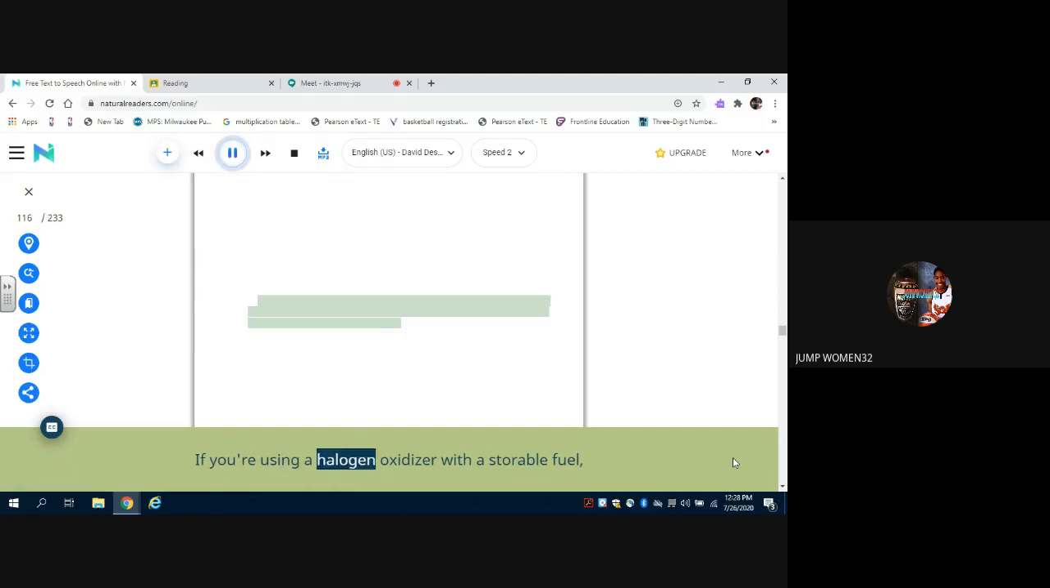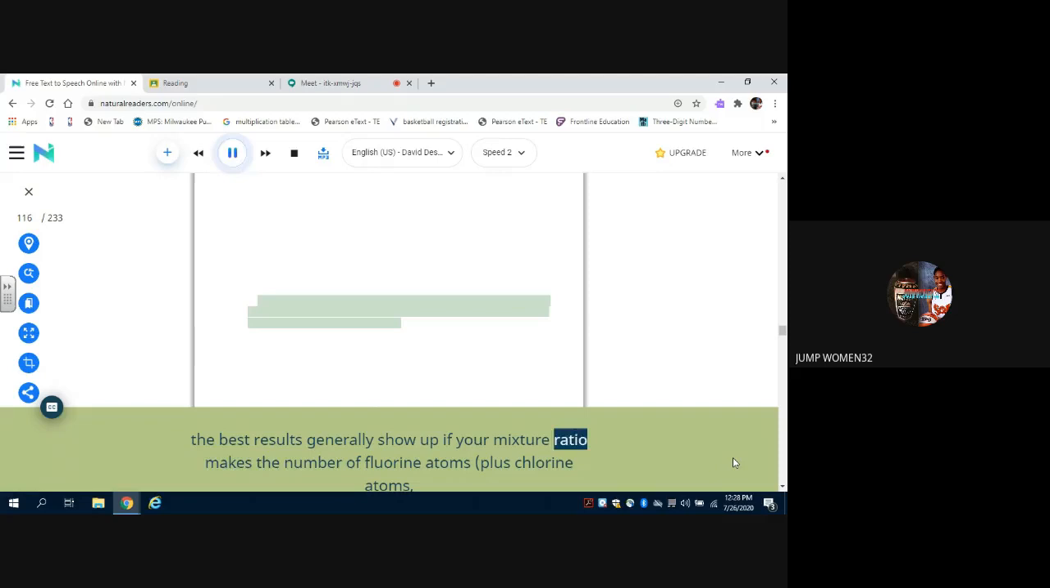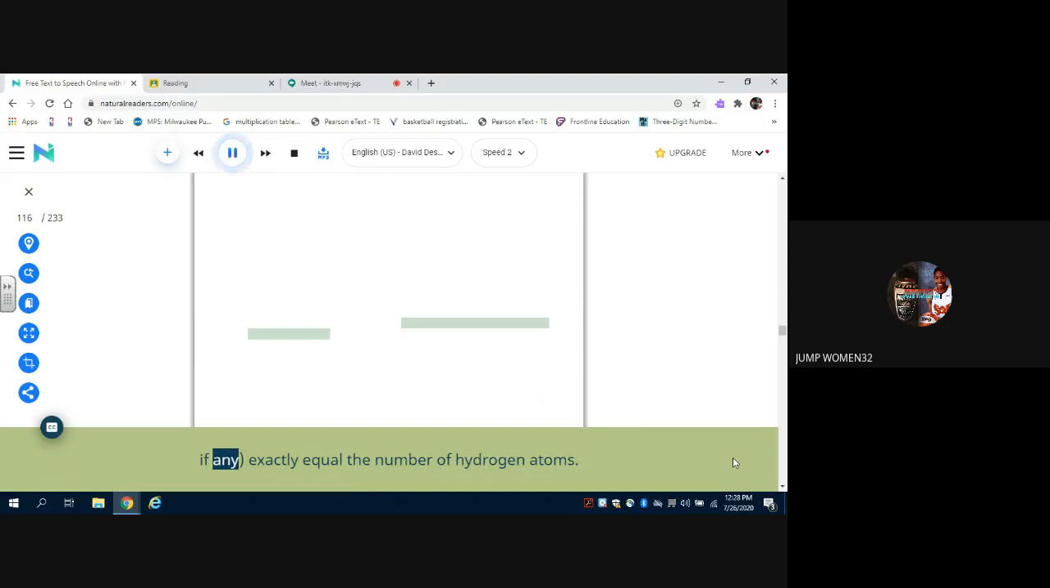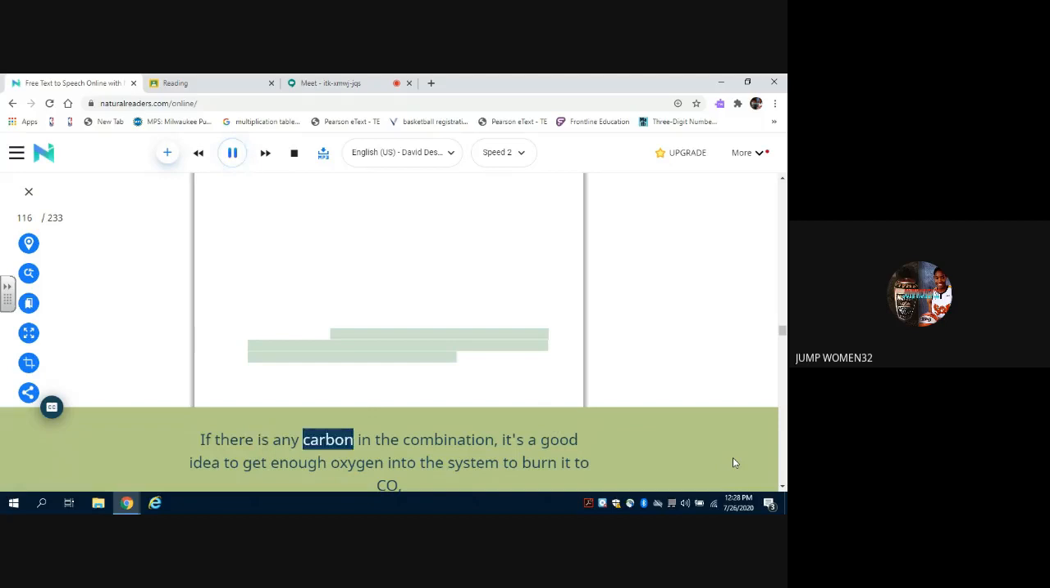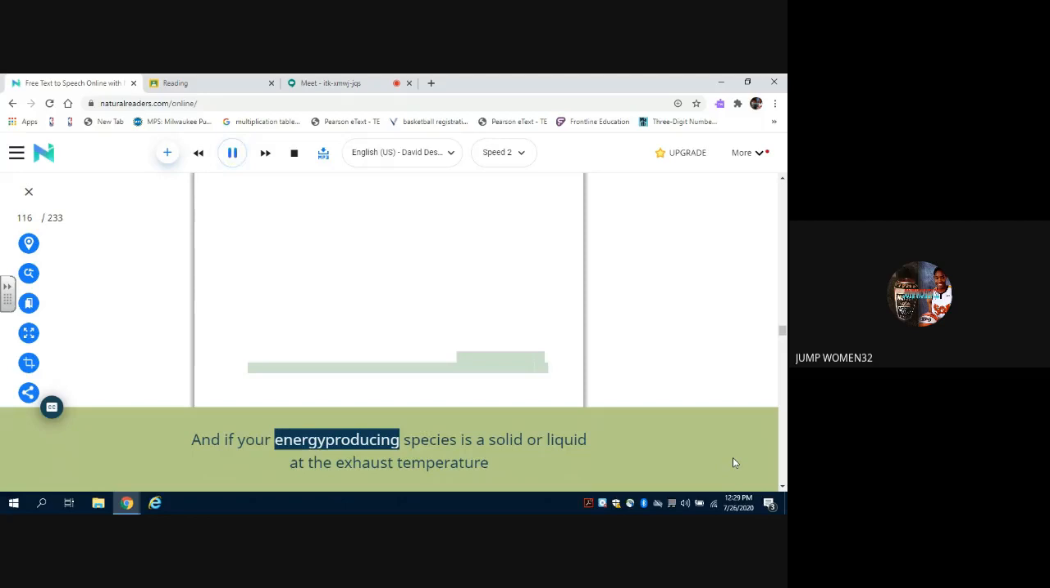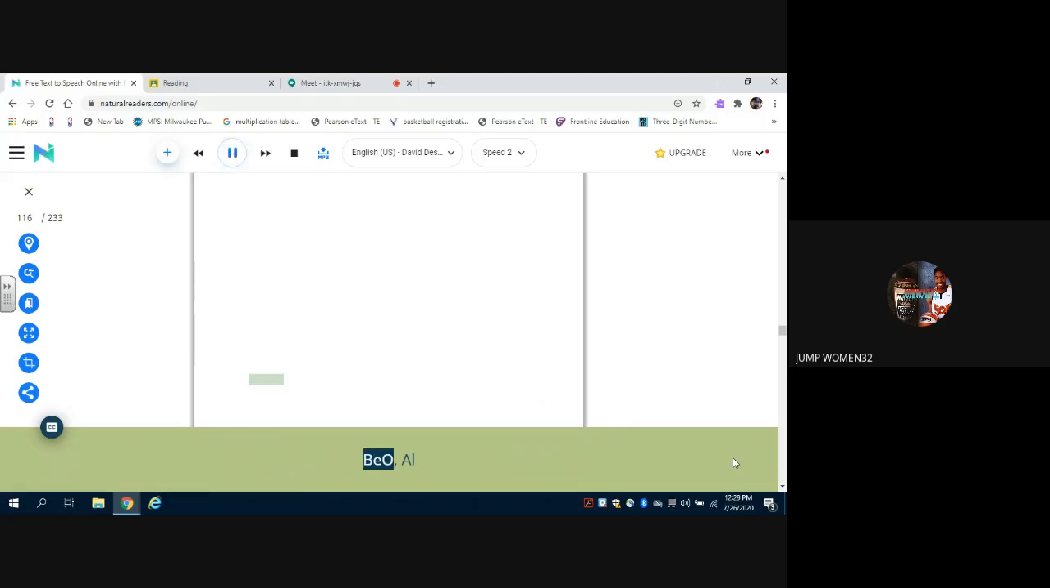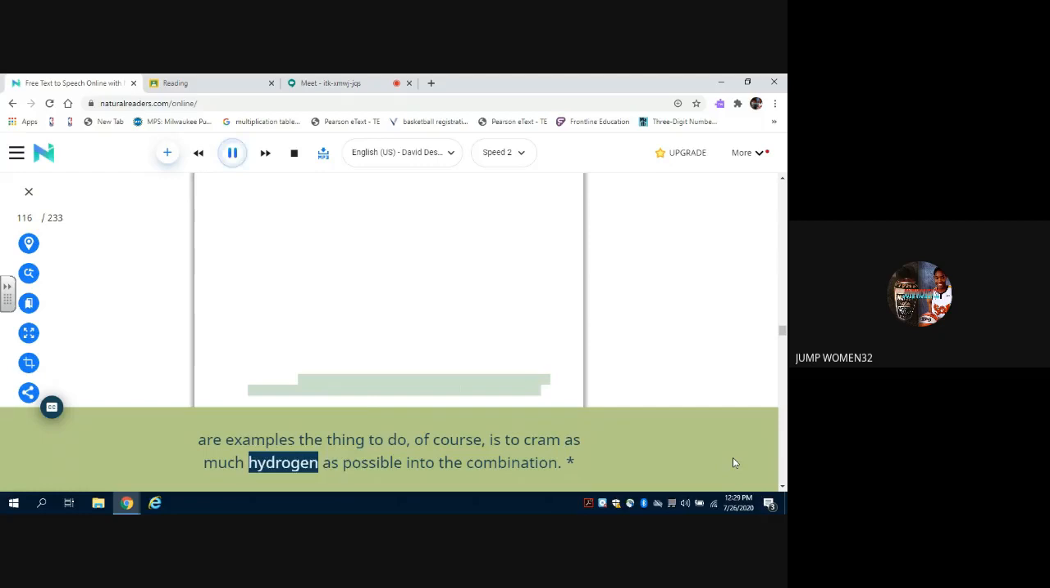If you're using a halogen oxidizer with a storable fuel, the best results generally show up if your mixture ratio makes the number of fluorine atoms, plus chlorine atoms, if any, exactly equal the number of hydrogen atoms. If there is any carbon in the combination, it's a good idea to get enough oxygen into the system to burn it to CO, so you won't have any solid carbon in the exhaust. And if your energy producing species is a solid or liquid at the exhaust temperature, B2O3 and Al2O3 are examples, the thing to do, of course, is to cram as much hydrogen as possible into the combination.